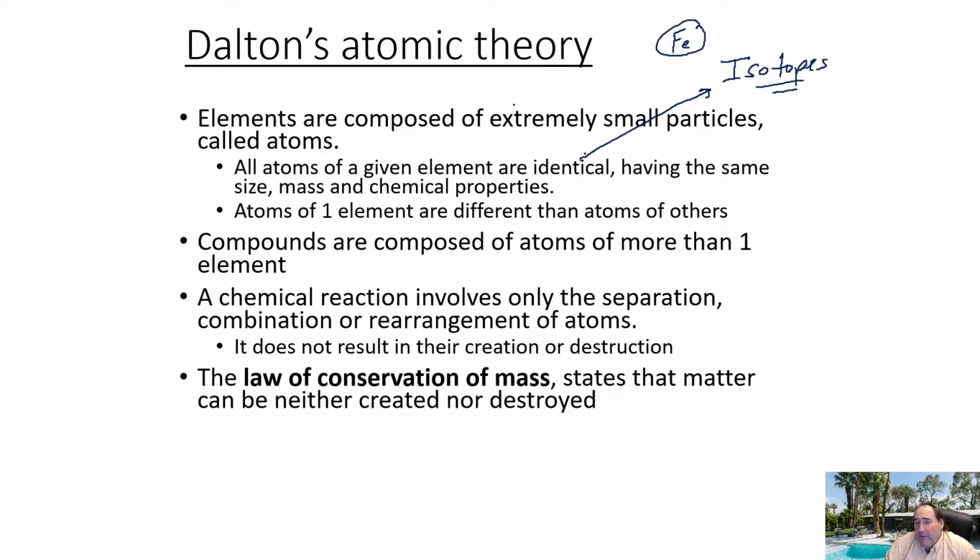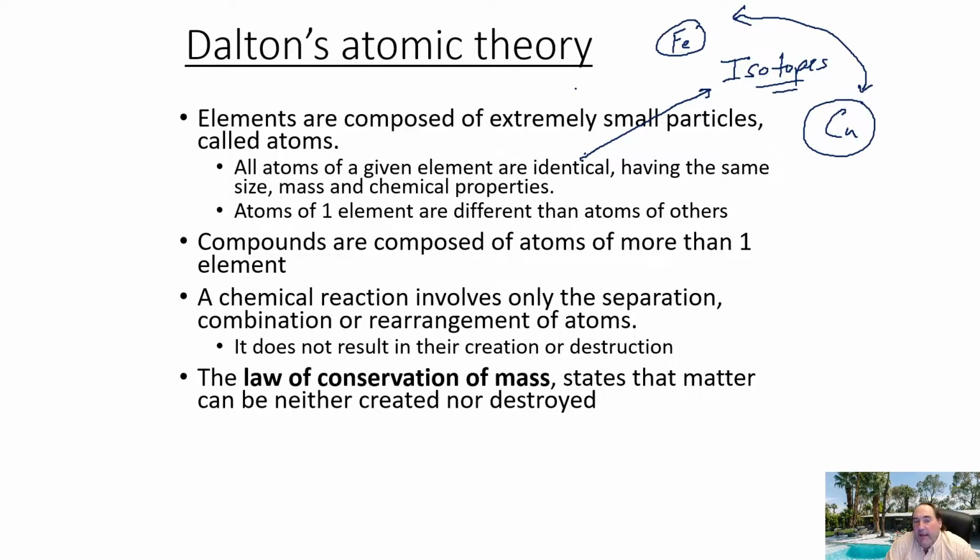Atoms of one element are different than atoms of another. That is correct. If you have an iron atom versus a copper atom, for example, those atoms will have very different properties, or definitely some different properties, which really does distinguish them, from one being an iron atom and one being a copper atom. He said that compounds are always composed of atoms of more than one element, and as we've been talking about, that is correct.